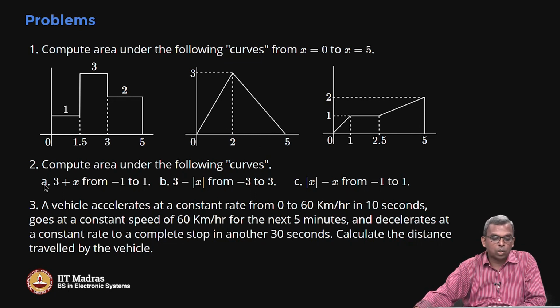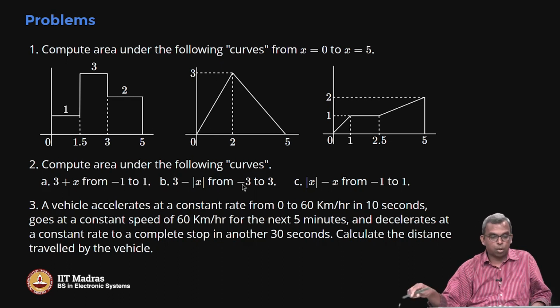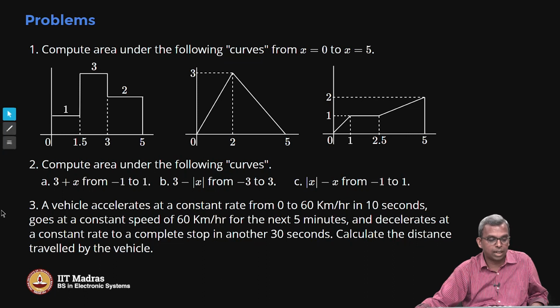The second question is also just a plotting question. If you plot each of these things, you will only get straight lines. 3 minus mod x. How do you plot 3 minus mod x? You have to see that if x is negative, mod x is minus x, isn't it? So this will be 3 plus x from minus 3 to 0. Maybe I'll just write that mod x alone. So 3 plus x I will leave. This one I will leave as an exercise.